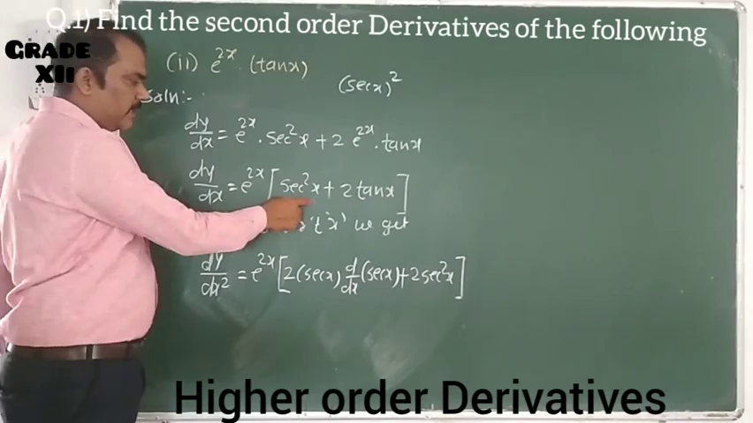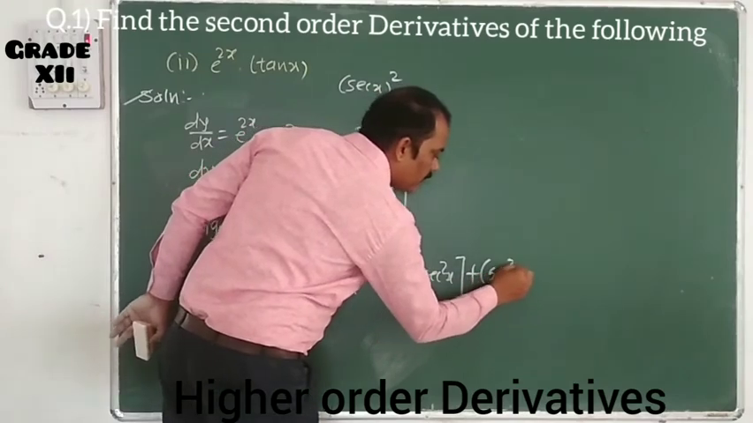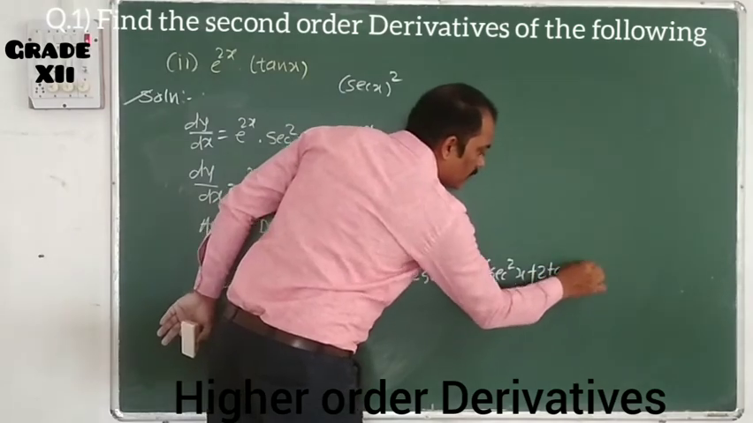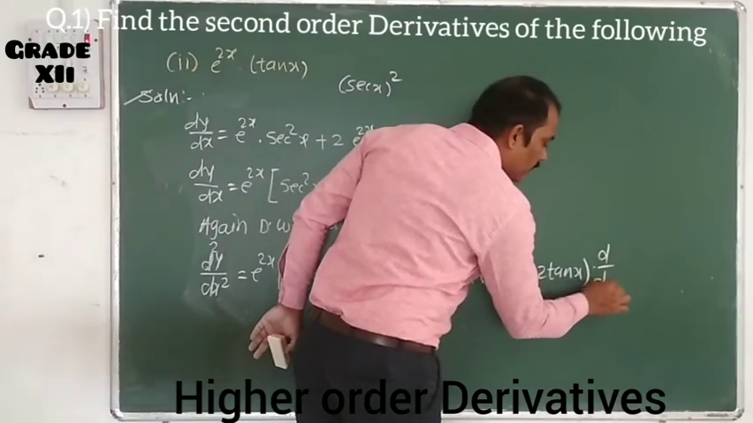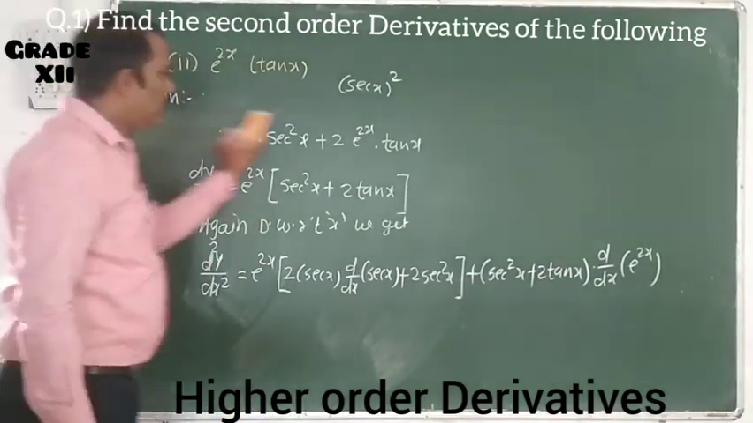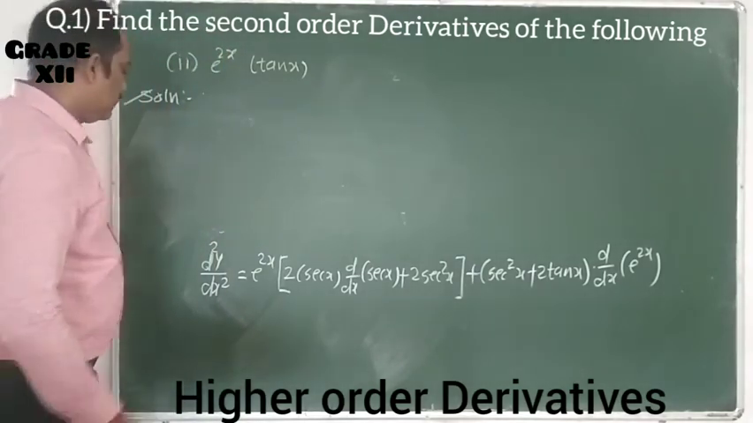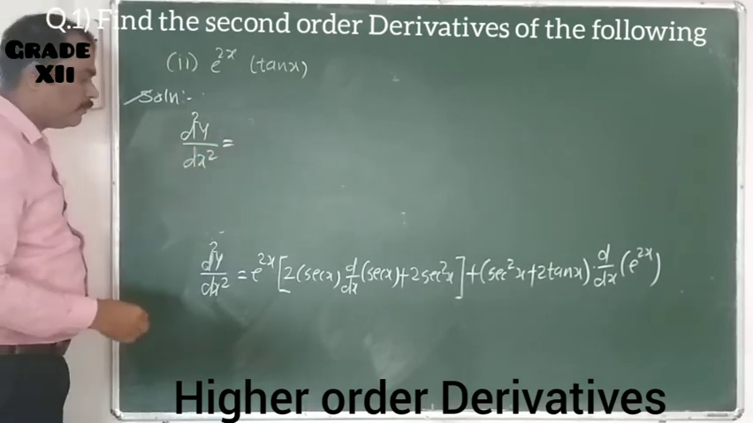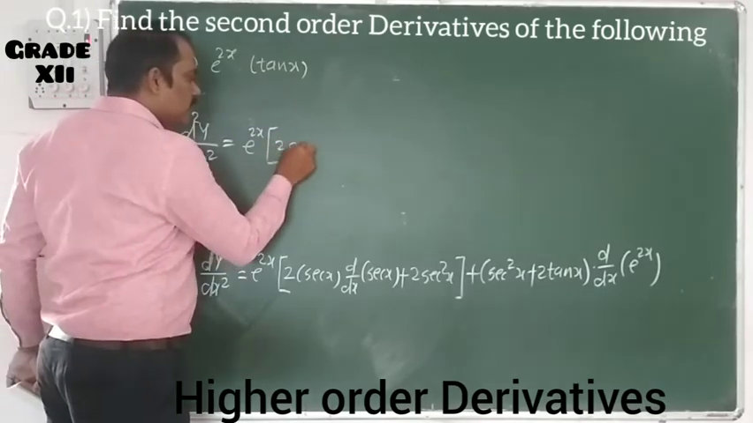We have to take the derivative of the second function plus the second function as it is, that is sec square x plus 2 times tan x, into the derivative of the first function, that is d/dx of e raised to 2x. So what we get is d2y by dx square is equal to e raised to 2x into bracket 2 times sec x.